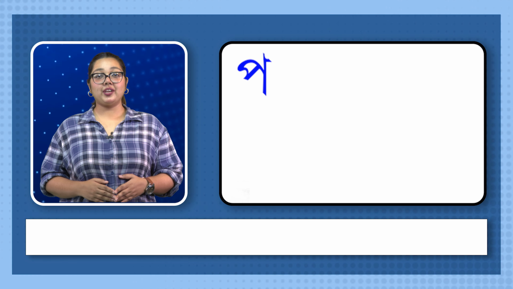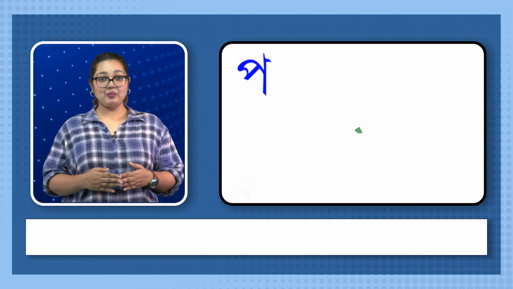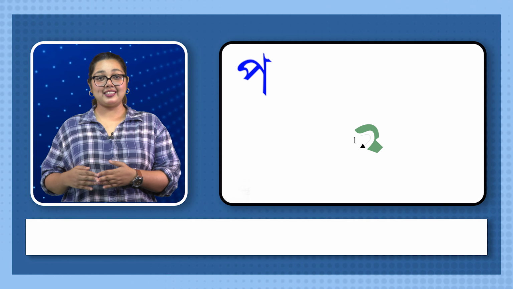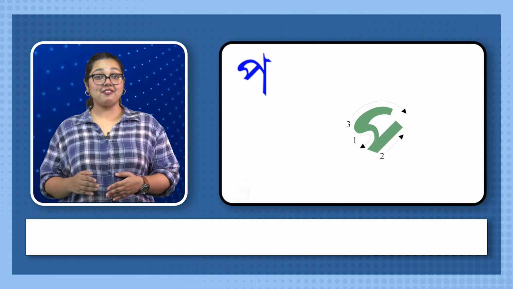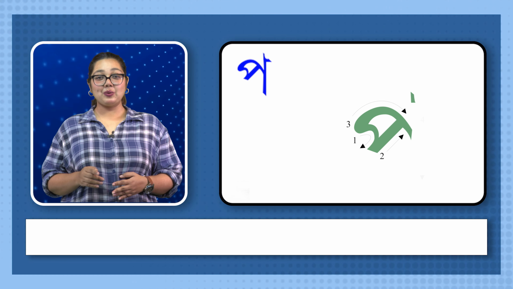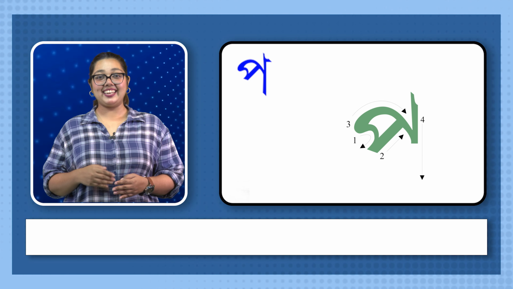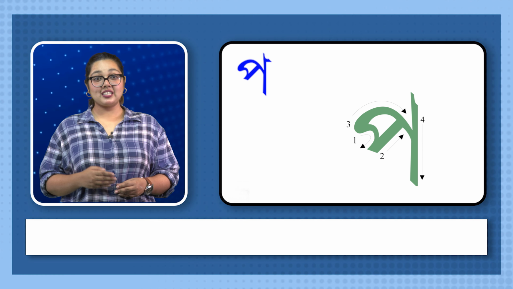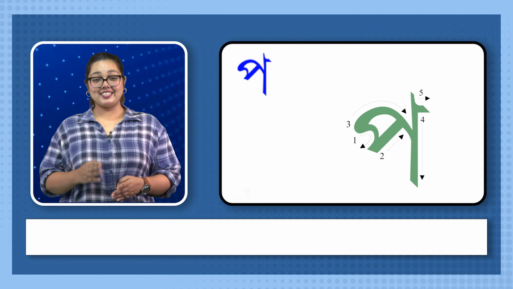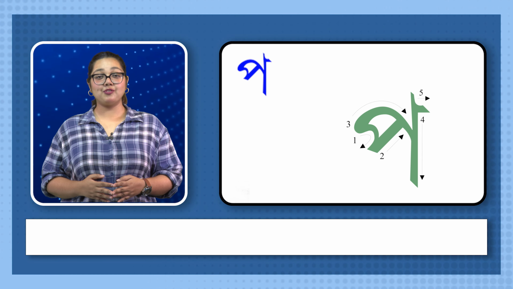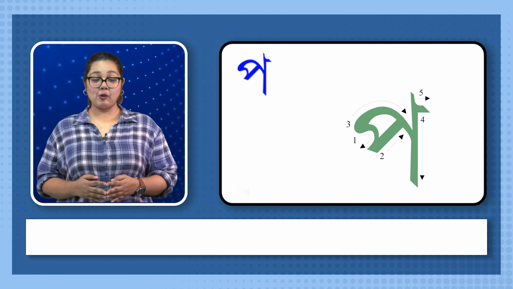Now let's try to write this letter Pa. We will start with a figure like this. Then we will draw another curve above it. Next, we will add a straight line in a downward direction. Finally, we will complete it with an Ardhamatra. You have now successfully written the Bengali letter Pa.